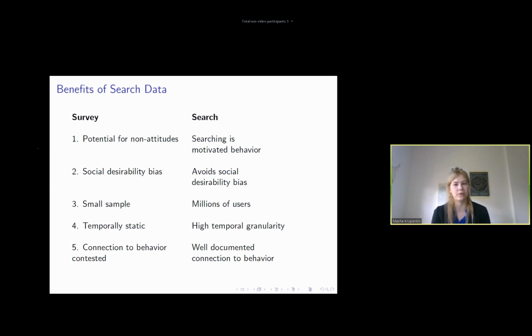A third common issue with survey data is that they generally have a fairly small sample size. It's an N of about 1,000 for your average survey, and increasing that N becomes very expensive very quickly. Whereas with search data, you have millions of users at your fingertips. And this is important for more than just questions of power and effect sizes.